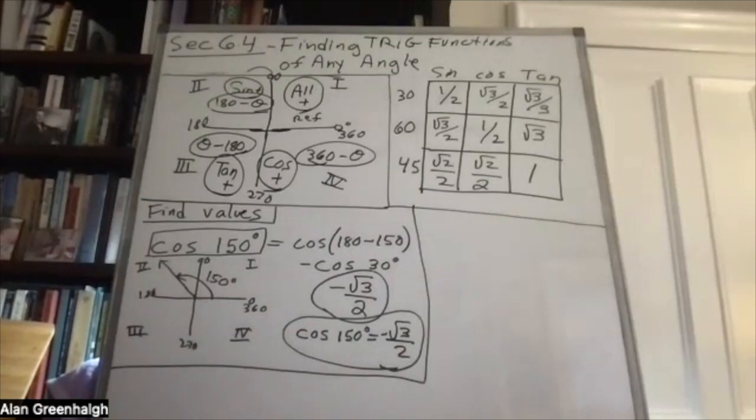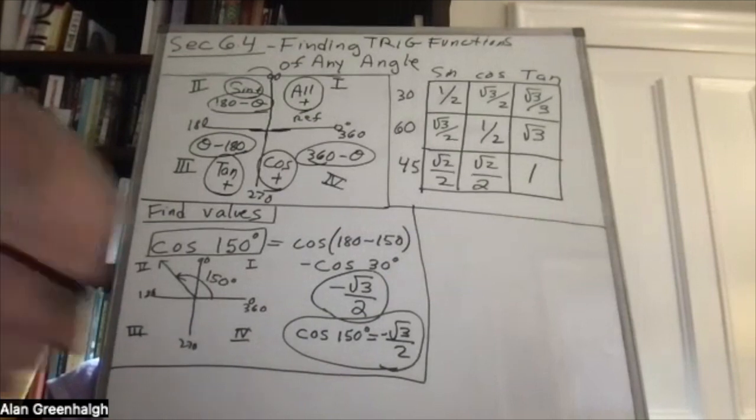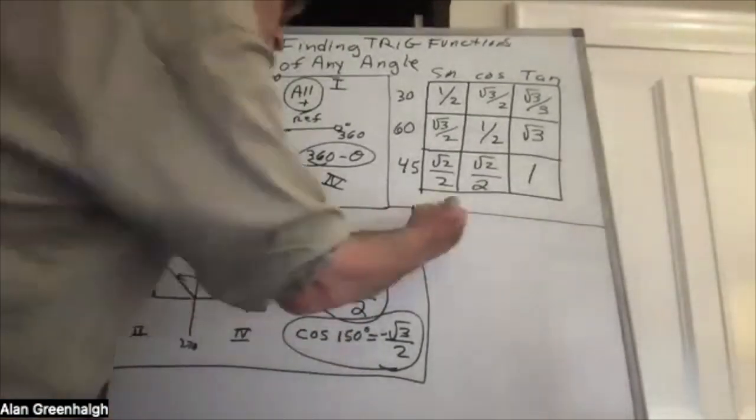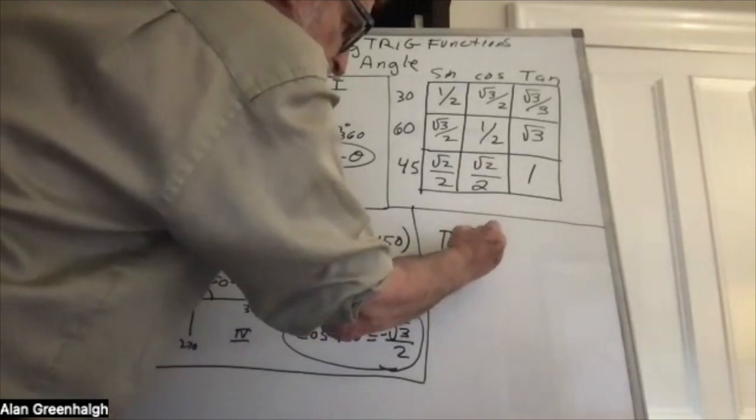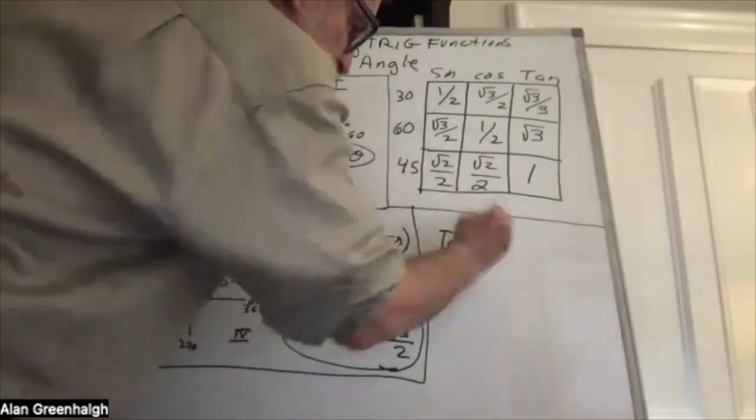Another problem. Well, first, let's look at this. Okay, so diagram, convert to a reference angle, determine if it's positive or negative. Let's do another one. Let's do tangent of 315 degrees.